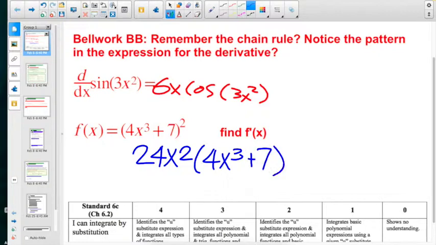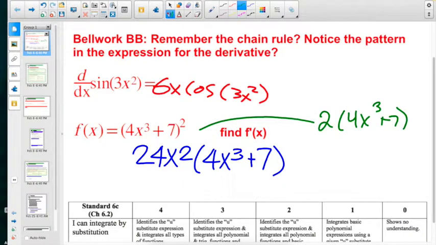And just doing the same thing for the bottom function. Okay, she brought down the 2, so she had 2 times 4x cubed plus 7. Okay, and then she multiplied that by the derivative of the inside. So an intermediate step here would be 2 times the inside, right? That's the power rule. This is something squared, so that's 2 times something to the first power, times the derivative of the inside, which is 12x squared. And so she combined the 12 and the 2 to make it 24. Okay?